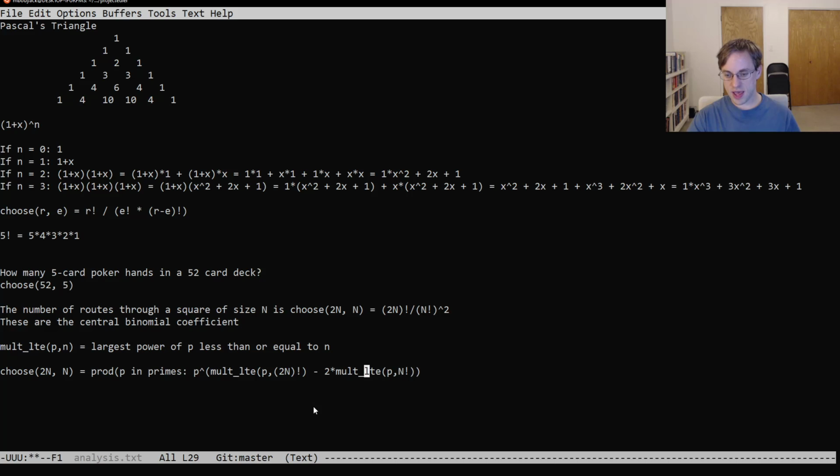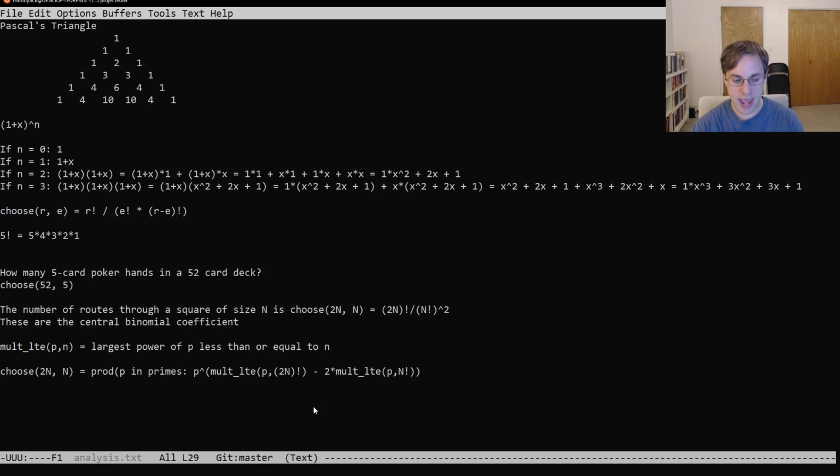You notice that instead of writing n factorial squared here, I just observed that any multiple of p that divides n factorial is going to divide n factorial squared twice. And so I just moved this 2 out here. So this is the explicit formula that we're going to be evaluating in order to solve our problem.